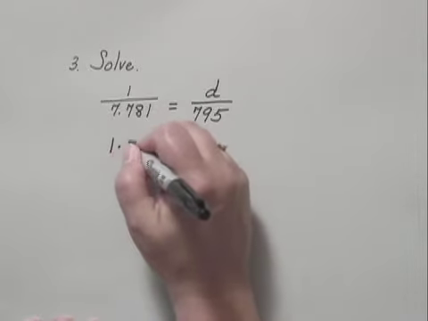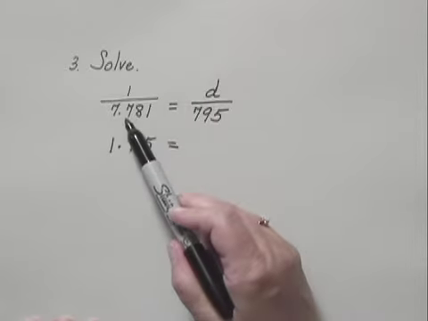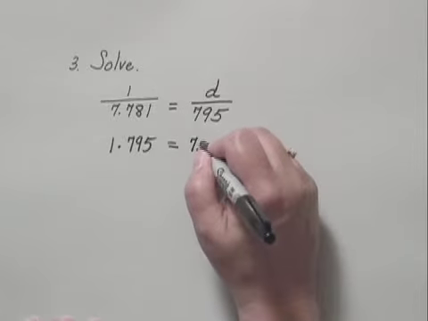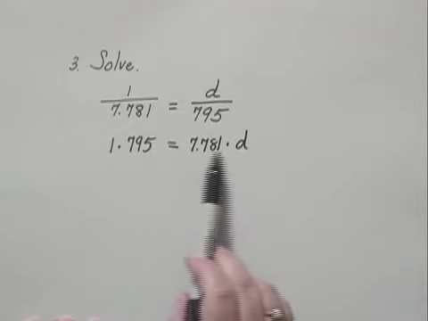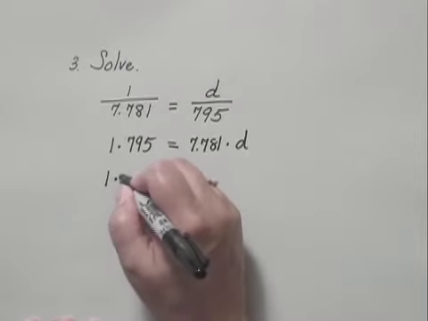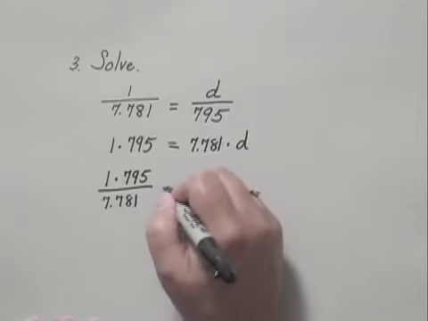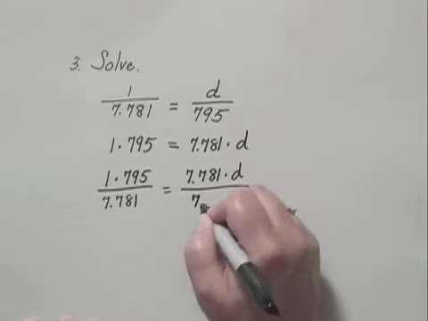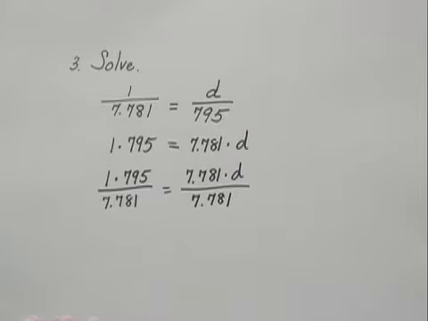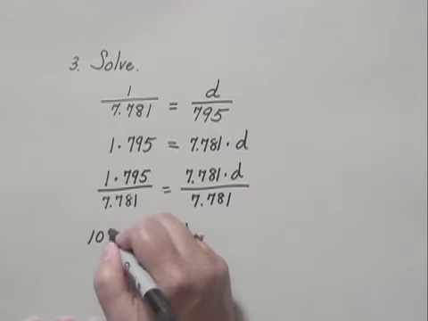We have 1 times 795, that's this product, equals 7.781 times D. And to solve this, we will divide both sides by 7.781. So we have 1 times 795 over 7.781 equals 7.781 times D over 7.781. And on this side, we would have D. And on this side, we'd actually have to approximate our answer. Rounding to the nearest hundredth, we have 102.17.